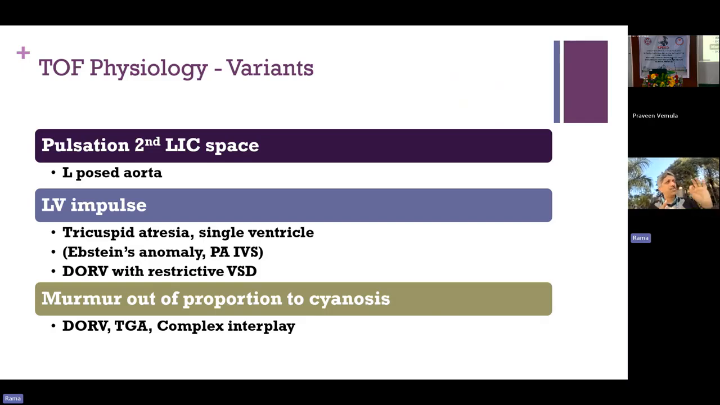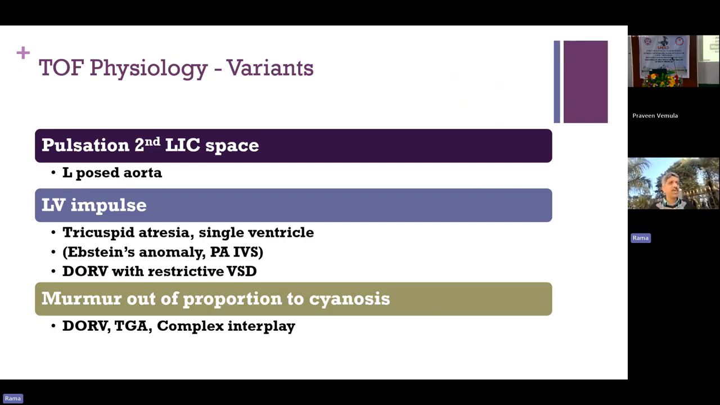But what is the condition? There is DORV, that means both the great arteries are arising from the RV, and the VSD is the only outlet for the LV. Understand? The only outlet for that LV is that VSD. Now the VSD is getting restricted. That means it's almost behaving like an LVOT obstruction, like aortic stenosis for that patient. There's a significant LVOT obstruction. It produces a typical heaving apical impulse. So these are the three conditions in tetralogy physiology.